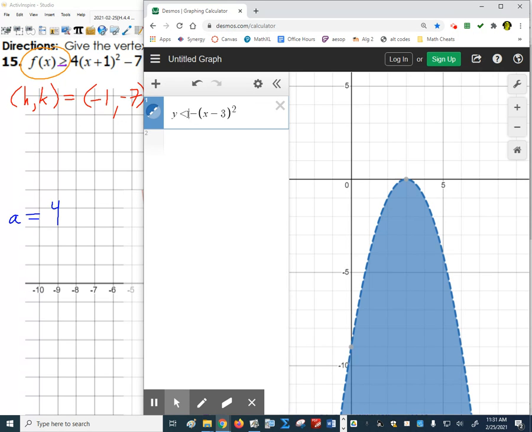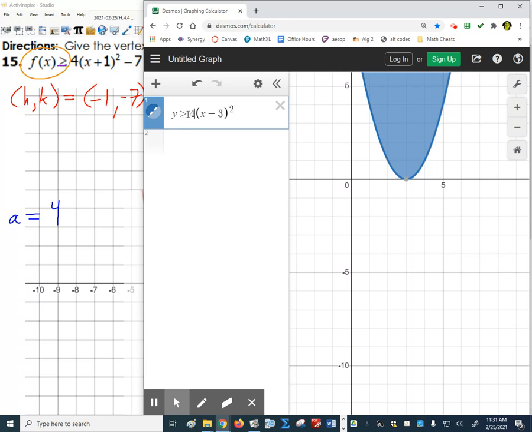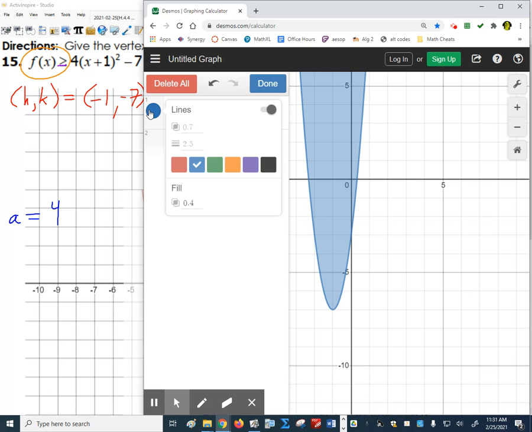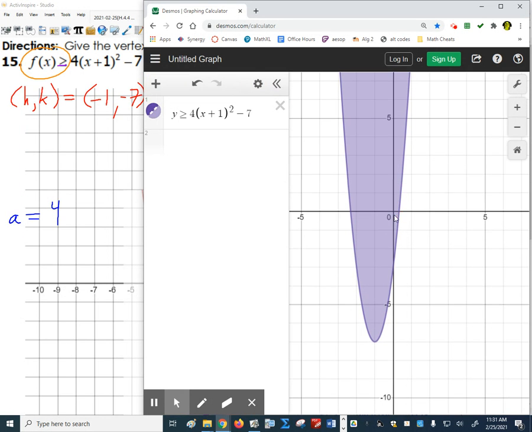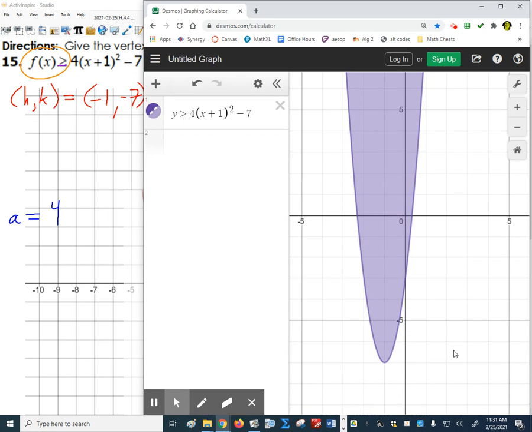If I put that one in Desmos to get a little prettier picture, y is greater than or equal to 4 times (x plus 1) squared minus 7. Okay, there it is. Better make it purple so it matches our picture. It's important, right? And there we go. There's our picture. Let me even put in a couple points here.